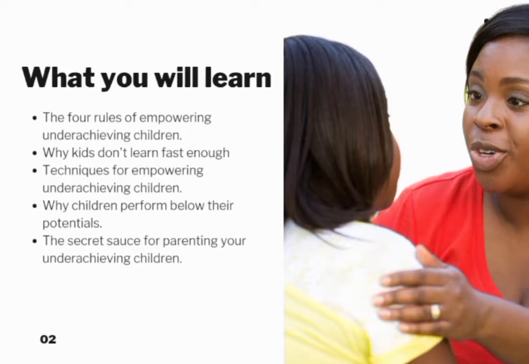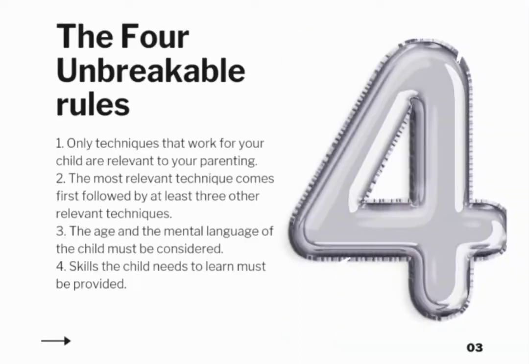You also learn why children don't learn fast enough. You would learn techniques for empowering underachieving children. You would also learn why children perform below their potential. And lastly, you will learn the secret sauce for parenting your underachieving children. Now let's talk about the four unbreakable rules.